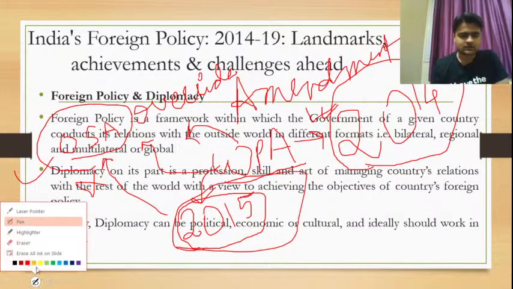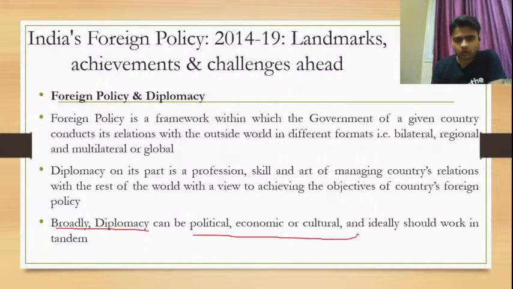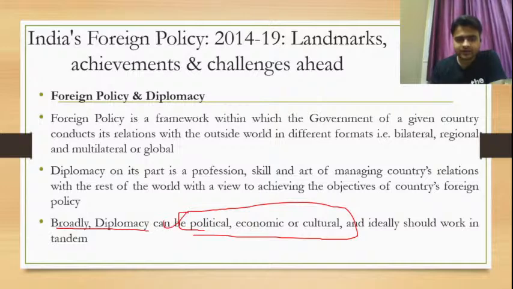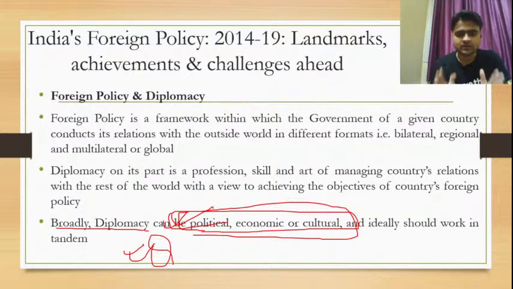Now let us come back to our core discussion. We discussed that diplomacy can be in all three spheres and they can go hand in hand. Now give me an example of our diplomacy with any one country where we are involved in all three. If the country is X, tell me the dimension for political diplomacy, economic diplomacy, and cultural diplomacy. Tell me an example with the country with which we have all three in tandem.